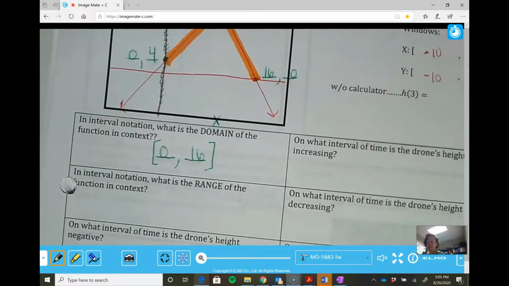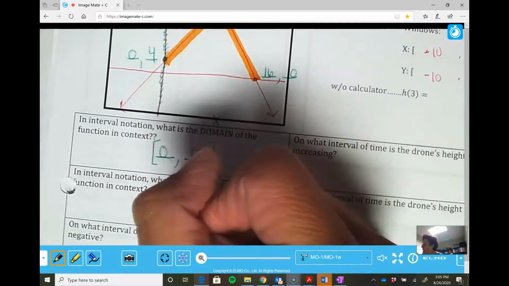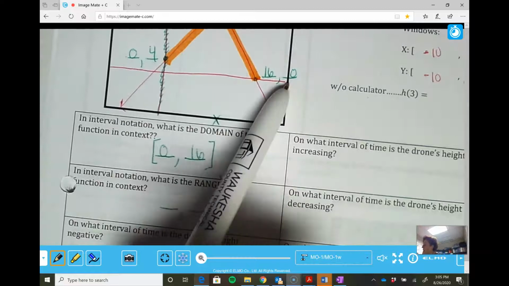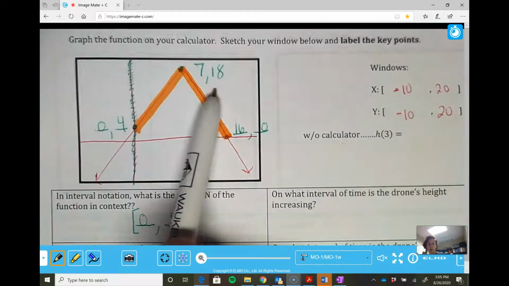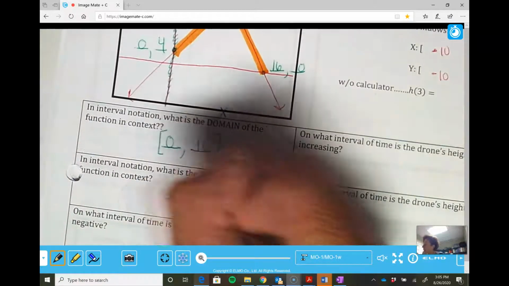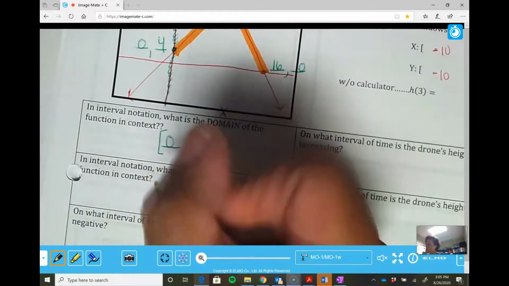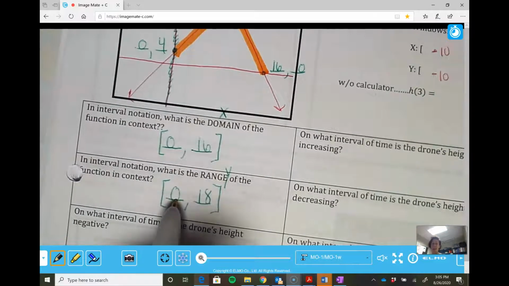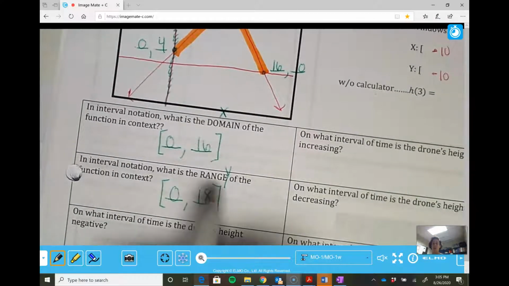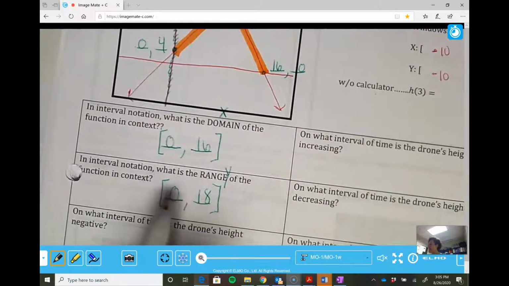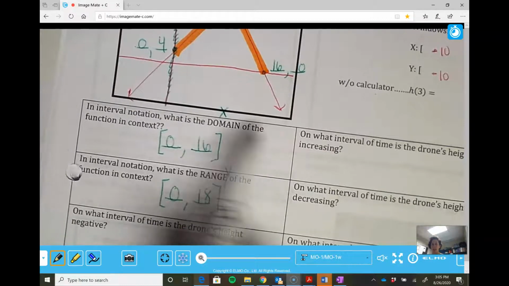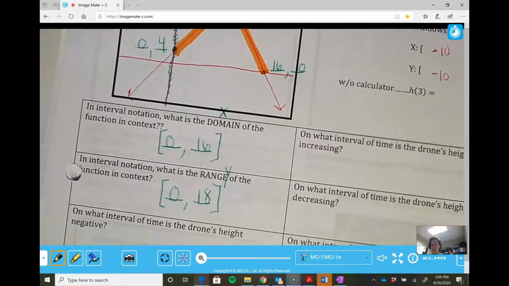All right, so what's the range? Remember, that's just your lowest y and your biggest y, lowest and biggest. So if I look at my y's, the smallest y I wrote was 0, and the biggest y I wrote was 18. And again, usually with domain and range, you use brackets when there are numbers, because it was actually at 0 feet, and it was actually at 18 feet. And this is the only time we use the y values in range. In every other instance, we will use the x values.